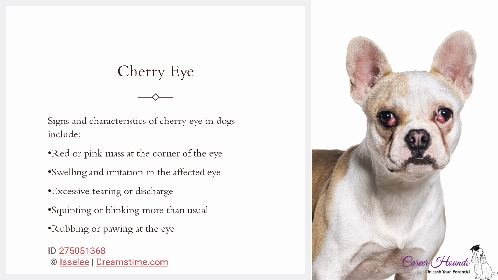There are different surgical techniques used to address cherry eye, and the choice depends on the severity of the prolapse and the veterinarian's preference. It's essential to address cherry eye promptly to prevent complications such as dry eye or potential damage to the eye due to chronic irritation. Early intervention often leads to a better outcome and reduces the risk of complications associated with the condition. Consulting a vet is crucial if you notice any signs of cherry eye in your dog to determine the best course of action for treatment.